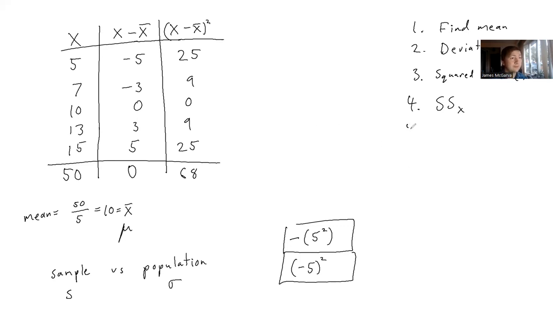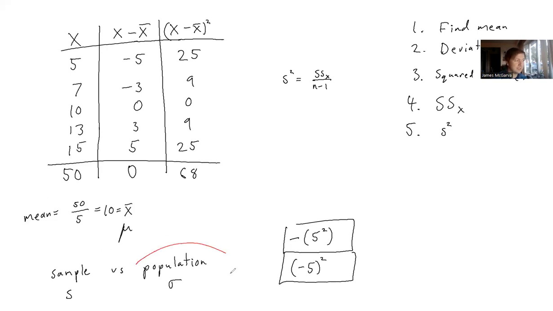Right, and now step 5 is we are going to find the variance. So the variance, what we're going to do is we're going to take the 68, the thing we just found, the sum of squares, sum of squared deviations, and we are going to divide by n minus 1 because it's a sample.